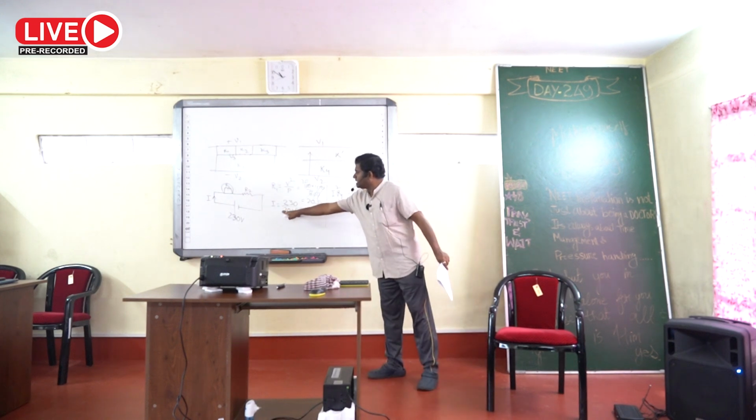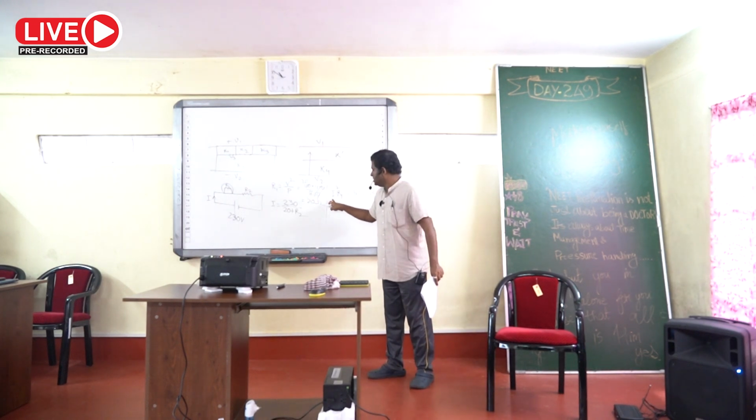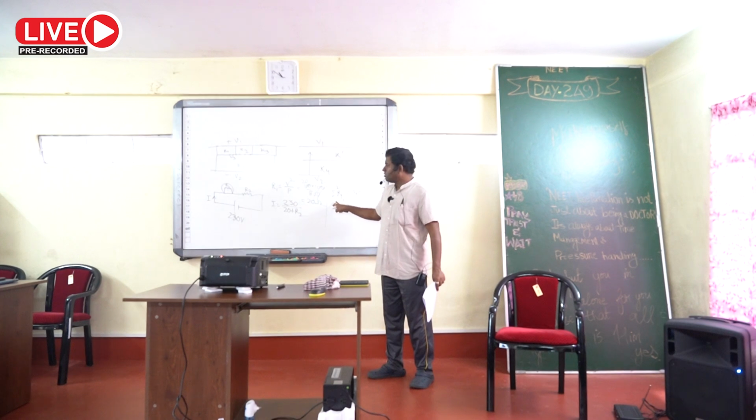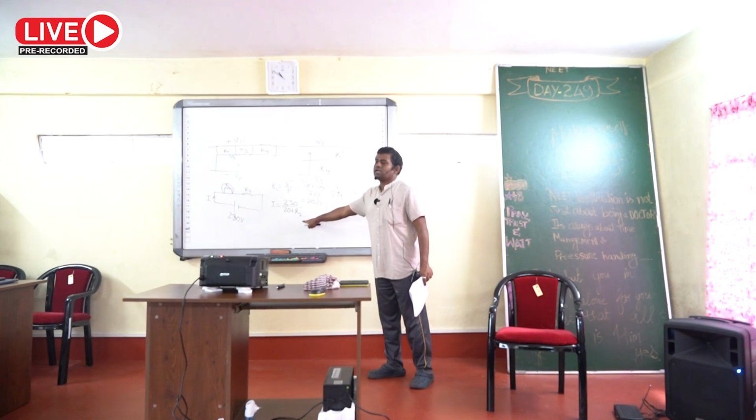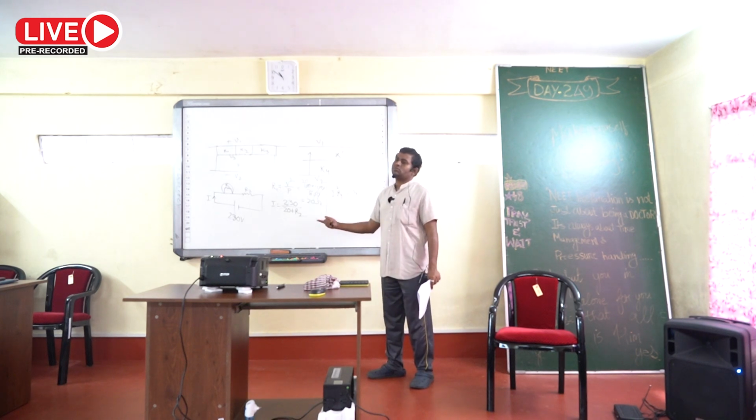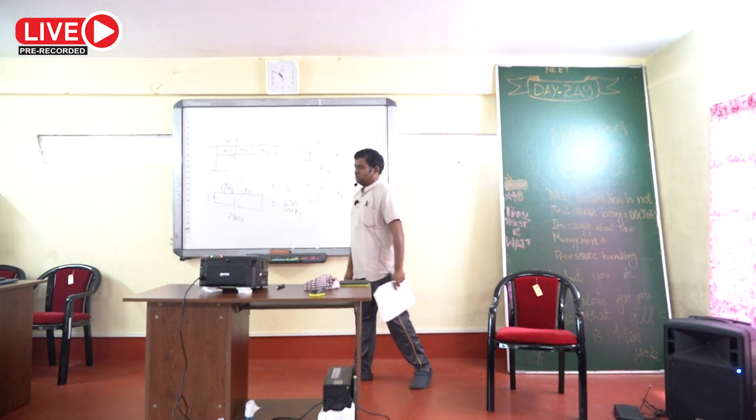So you have to use this value of I here. R1 is already found, that is 20. Put here 20, and in the expression for I there will be only one unknown quantity, R2. Then from this equation you can find R2.